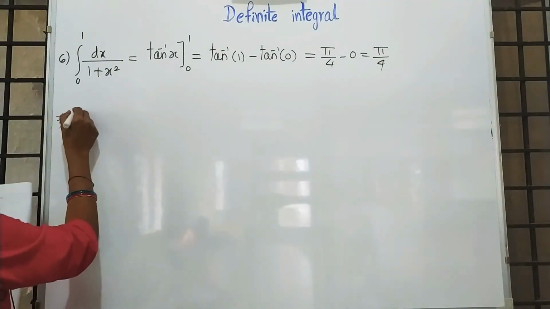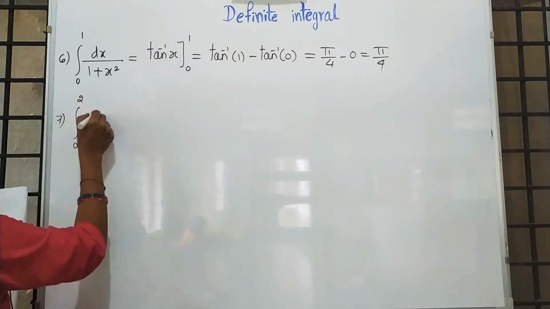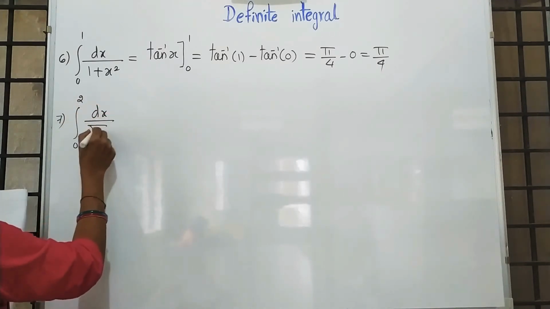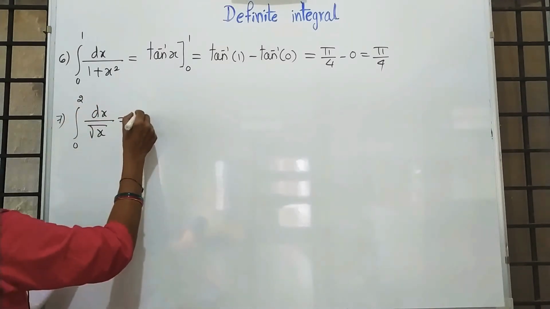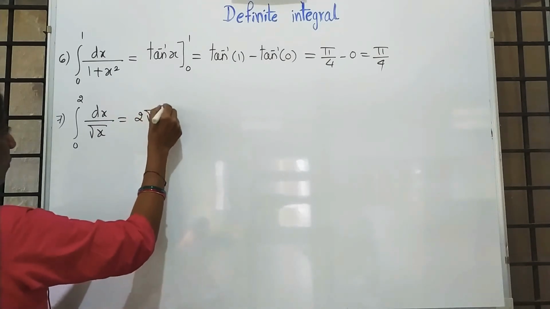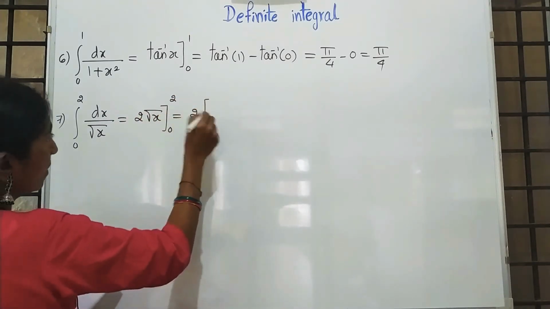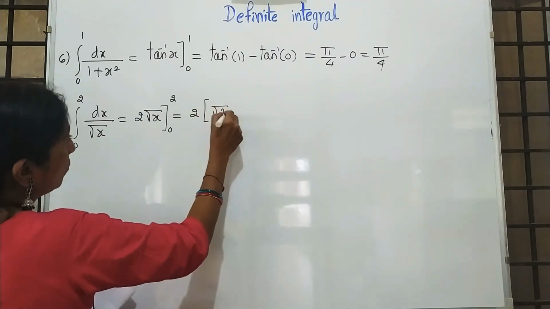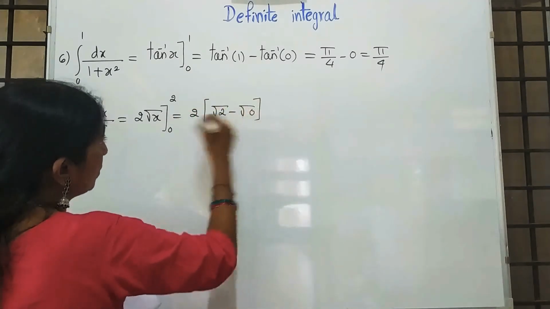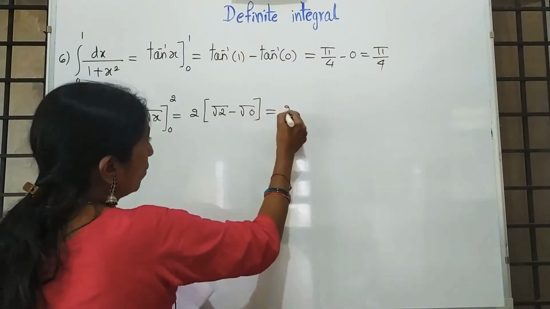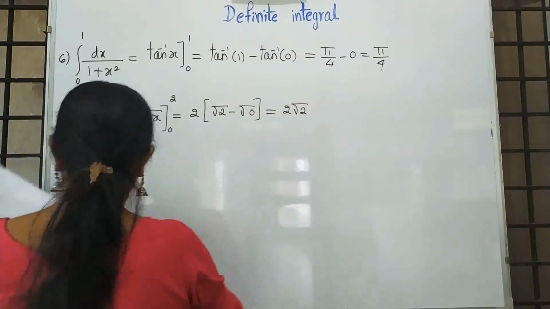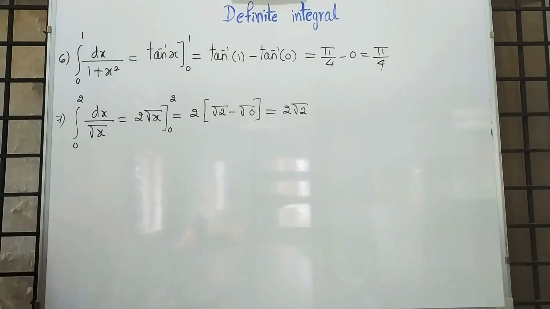Moving to the next question. 0 to 2 dx upon root x. What is the integration of 1 by root x? 2 root x. It is 0 to 2. Take 2 outside. First upper limit 2 minus root 0. Root 0 is 0. So we got 2 root 2. Moving to the next question, that is question number 8.